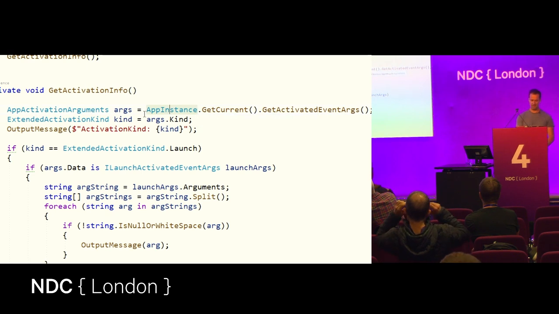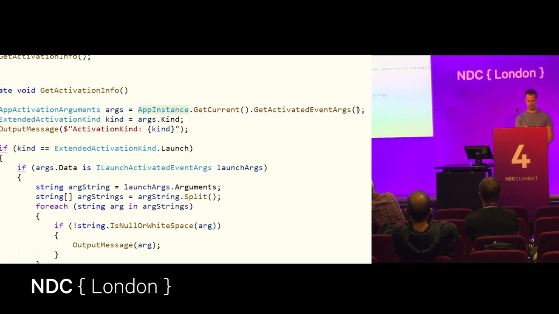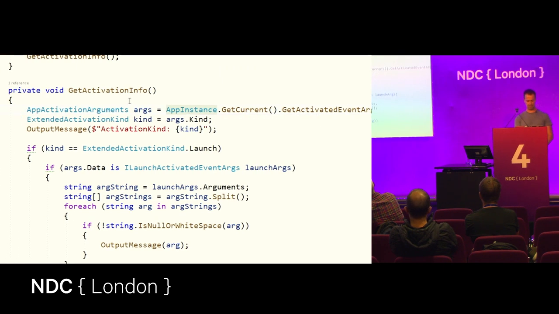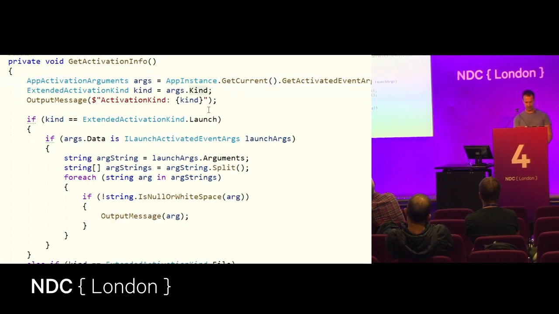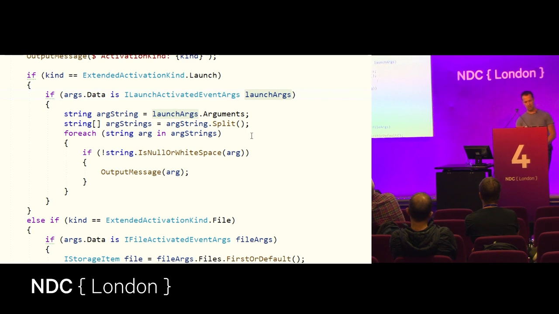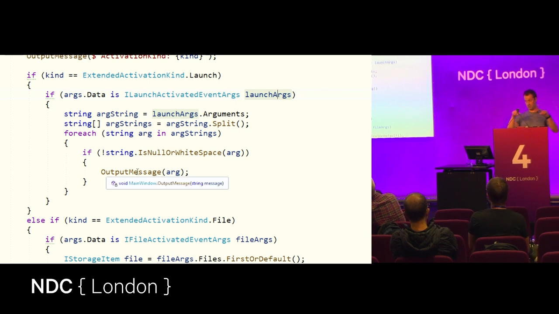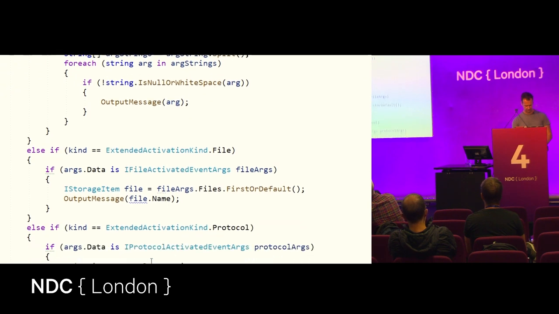So we have an app instance. Using that app instance, we can get the arguments that were used to activate this instance of the app. From there, we can get the activation kind, which is what we've shown in the application: activation kind launch or file, which we've seen so far. If the data in those arguments are of type LaunchActivatedEventArgs, launch, not lunch, then we know that it was launched by clicking an icon or by a shortcut. And then we just put a message that says activation kind launch.